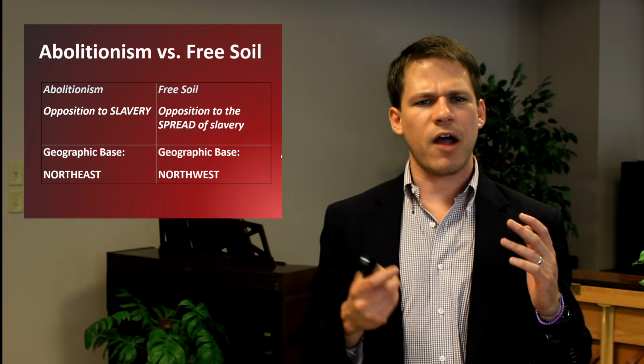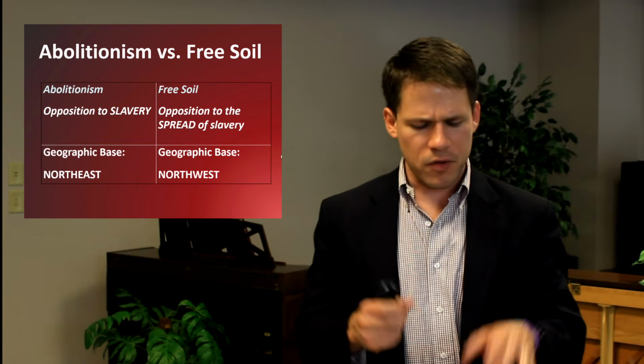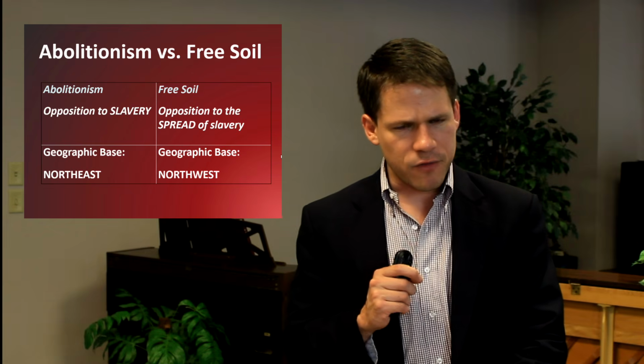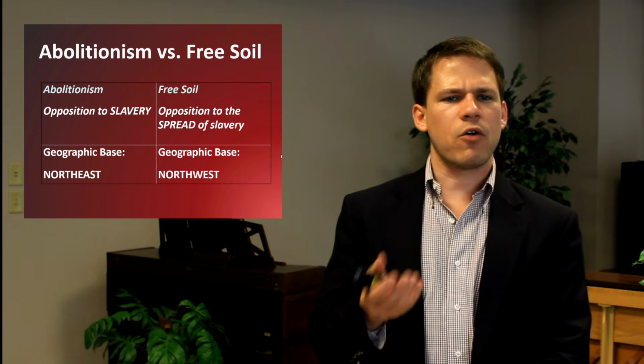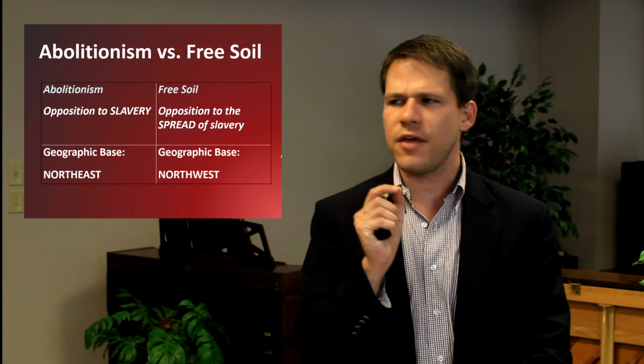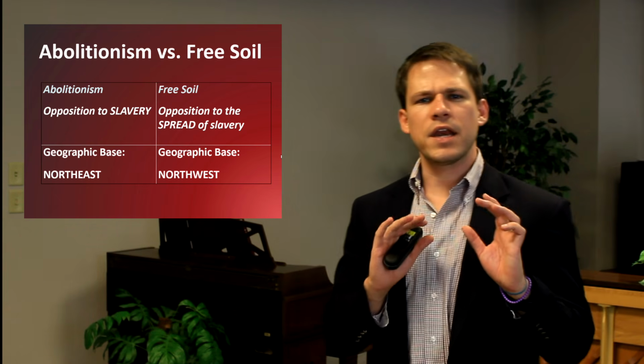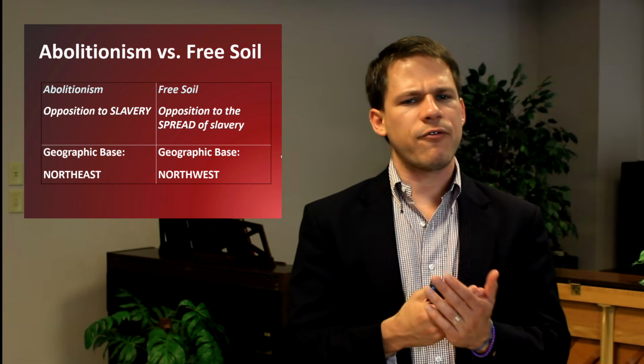All right, because you've got really two anti-slavery movements in the antebellum United States. The abolitionist movement, which had its geographic base in the Northeast. And this was opposition to slavery in the abstract, full hook, line, and sinker. We need to get rid of it now. We need to get rid of it everywhere.